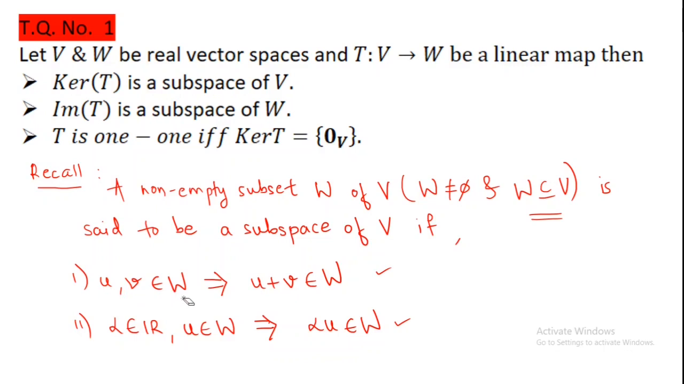So we will take two elements of kernel of T. We will show that their sum also lies in kernel of T, and we will show this second condition as well. Okay, so there are no issues for the subset. Kernel of T clearly is a subset of V. Now the question is, why is kernel of T non-empty? So first of all we will recall the definition of kernel of T, then we will show that it is a non-empty subset of V, and then we will go for these two conditions. So chalo, let us start.